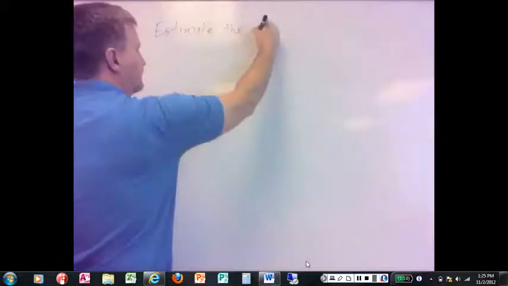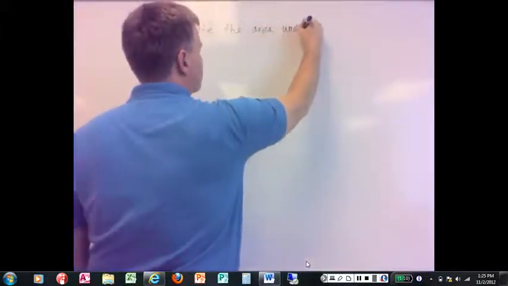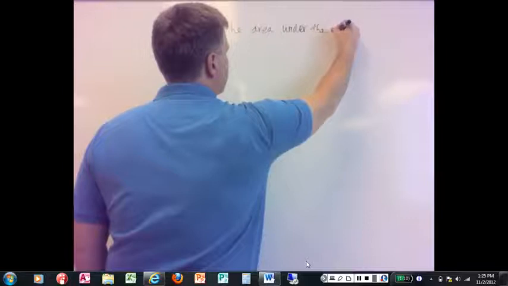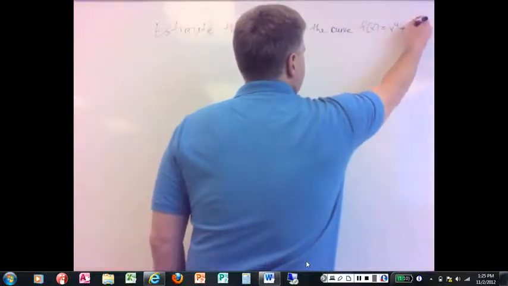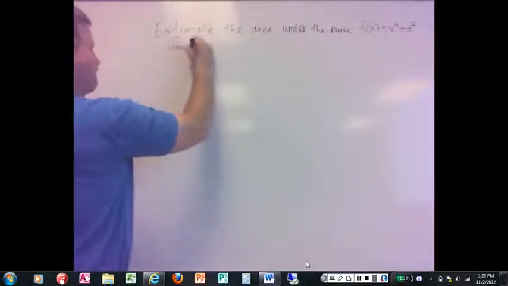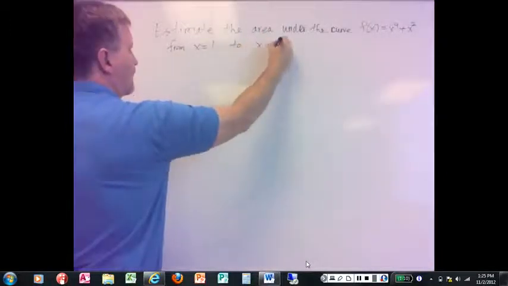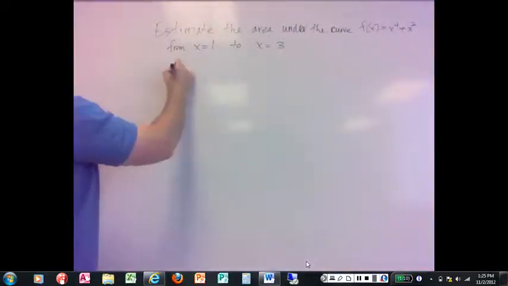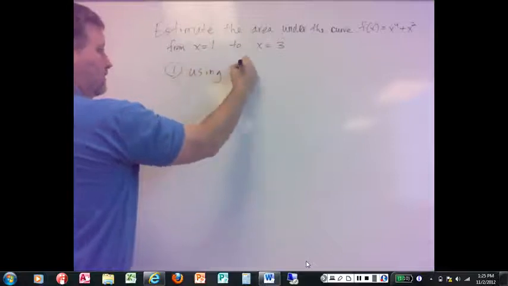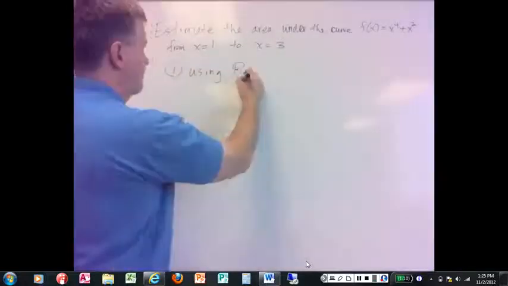So let's estimate for this one. Estimate the area under the curve y equals f of x equals x to the 4th plus x squared from x equals 1 to 3. Number one, using R5, again? Yeah, R5.